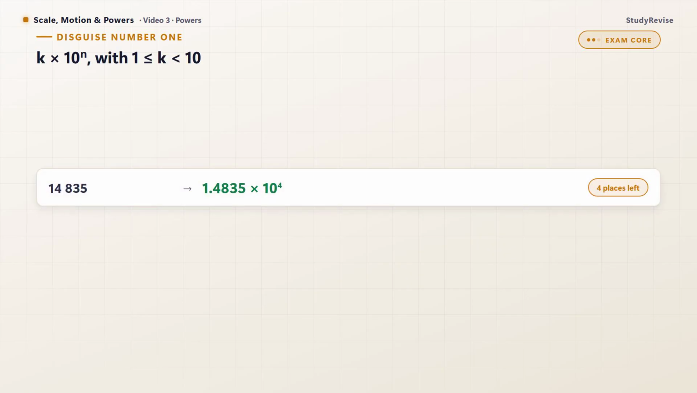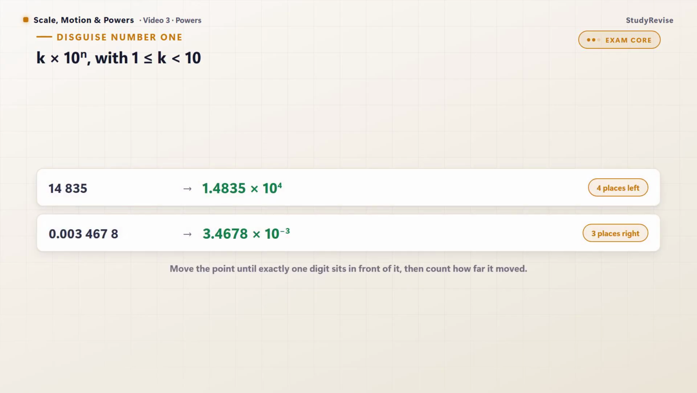Right. Disguise number 1. Standard form. The rule is that you write a number as k times 10 to the n, where k sits between 1 and 10, and n is a whole number. 14,835 becomes 1.4835 times 10 to the 4th. 0.003468 becomes 3.468 times 10 to the minus 3.